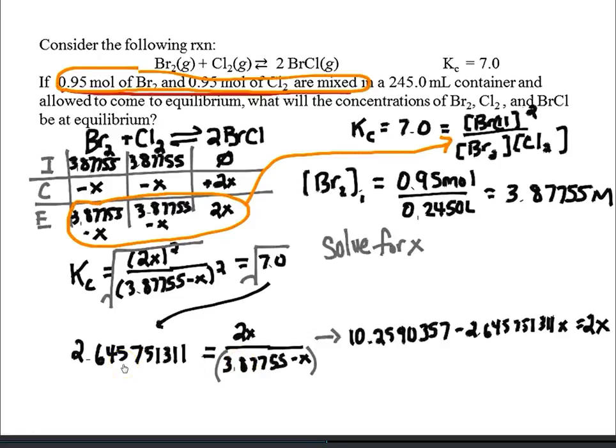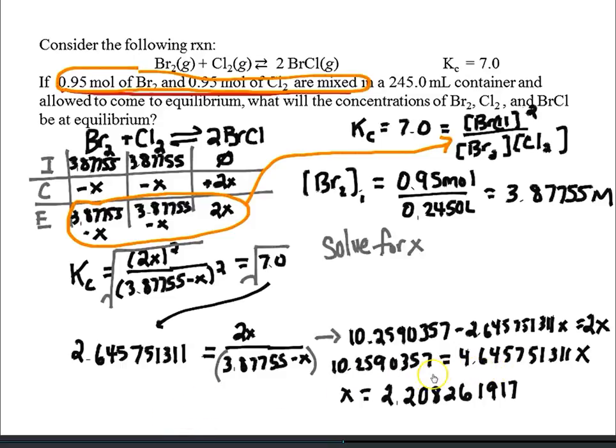We're going to continue to solve for x, and we get this expression here, 10.259 minus 2.645 x equals 2x. We're going to add this x term to both sides, 2.64, and that's going to give us 4.64x on the other side. And we're going to divide both sides by 4.64, and that's going to give us x equals 2.208.